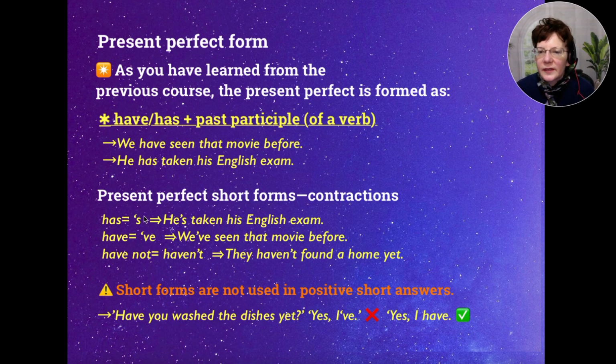All right, so let's look at these present perfect short forms, also contractions. That's what these are. So has, with any subject like third person, we have he's, so he apostrophe s, taken his English exam. And then have is just apostrophe ve. So we've got we've seen that movie before. And then have not is shortened to haven't. They haven't found a home yet.